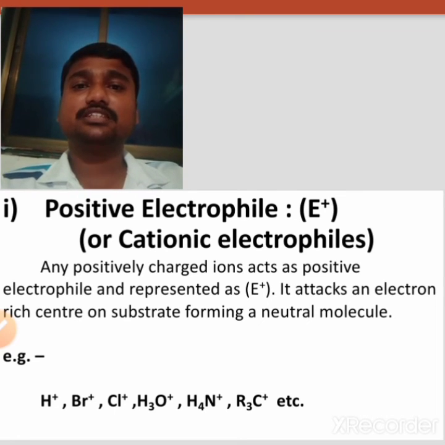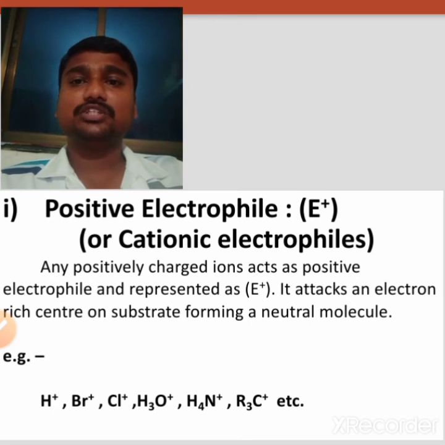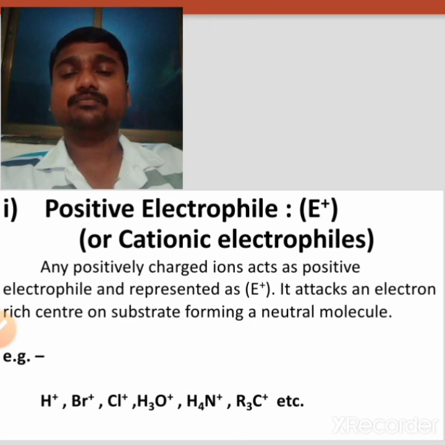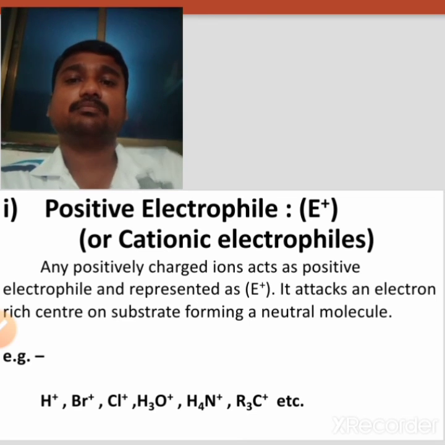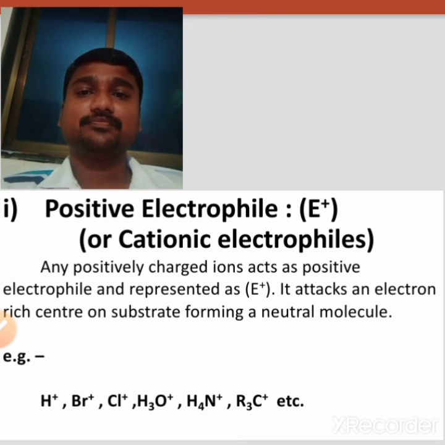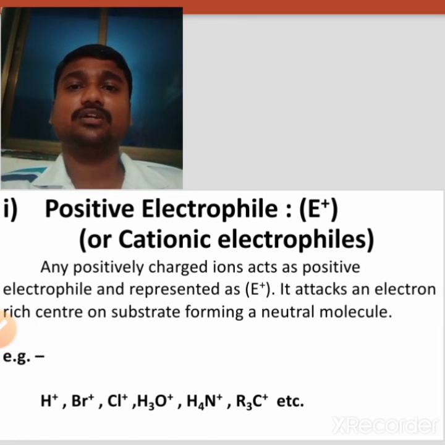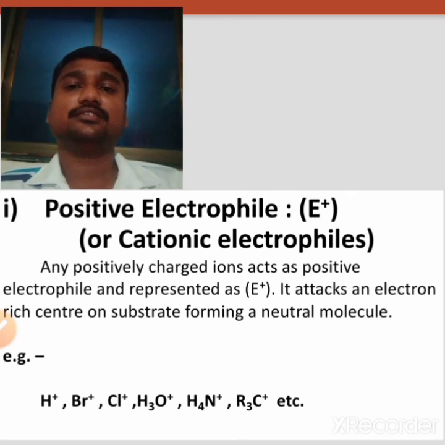Any positively charged ion acts as a positive electrophile and is represented as E plus. It attacks an electron rich center on the substrate, forming a neutral molecule. For example, H plus, Br plus, Cl plus, H3O plus, NH4 plus are examples of positive electrophile.